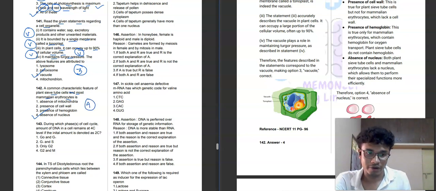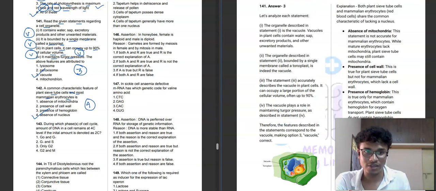If we want to explain the first option, absence of mitochondria, this statement is not accurate. Why is this not accurate? Because mature erythrocytes lack mitochondria, but plant sieve tubes may still contain mitochondria. So this statement is incorrect. Now the next is presence of cell wall. Plants have a cell wall, but animals don't have a cell wall. So it is also incorrect. Presence of hemoglobin: we know that animals have hemoglobin, but plants don't have hemoglobin. But absence of nucleus: both plant and animal sieve tubes and erythrocytes have absence of nucleus.